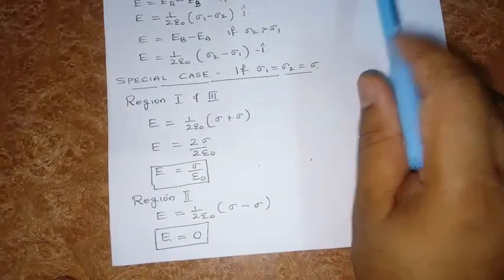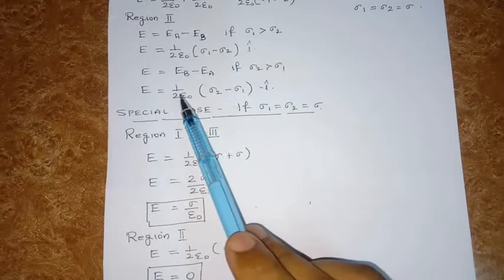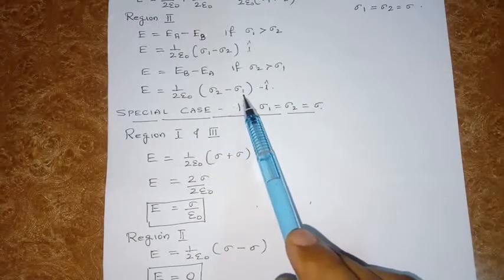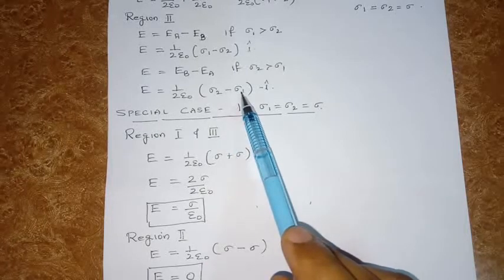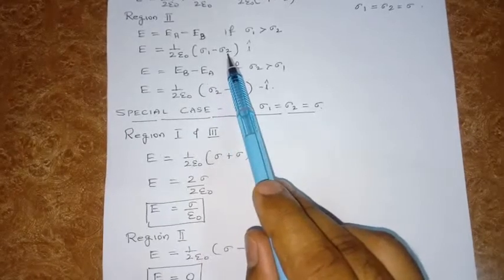This is the region 2. I can show you this is the region 2. And what is the electric field in the region 2? The electric field in the region 2 is 1 by 2 epsilon 0 times (sigma 2 minus sigma 1) if sigma 2 is greater than sigma 1, and (sigma 1 minus sigma 2) if sigma 1 is greater than sigma 2.